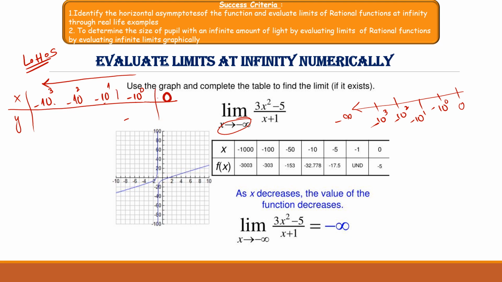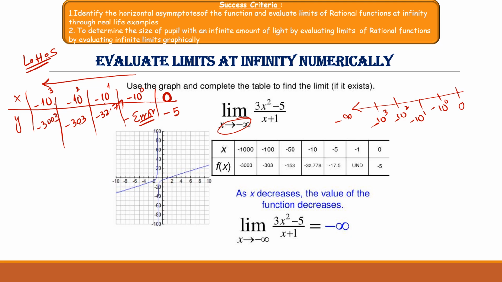So here on the 0 you will get negative 5, on this one you will get the error, that is undefined. On negative 10 to the power of 1, you will get negative 32.778. Here negative 10 to the power of 2, you will get negative 303, and here you will get 3003.